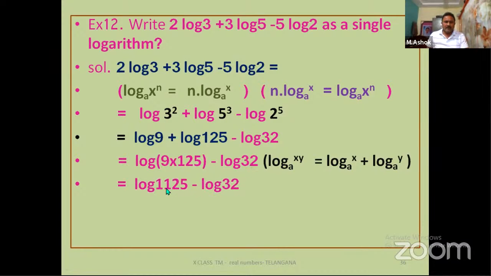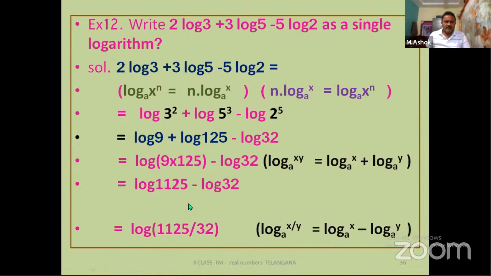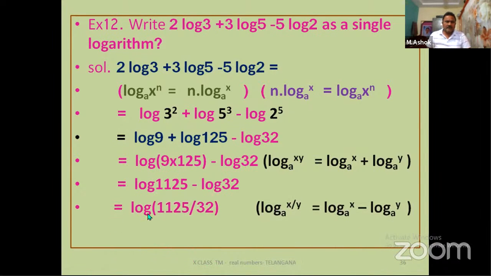So it looks like the log x minus log y formula. Now it becomes log 1125 by 32. So only one logarithm, a single logarithm. He asked us to write it as a single logarithm, so we did it like this. So that is example 12.